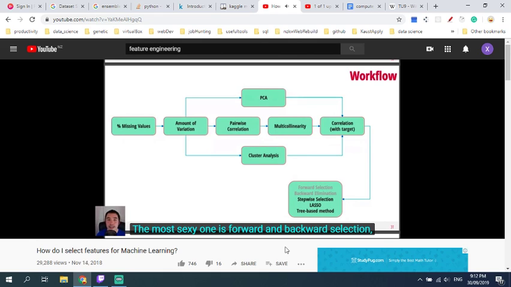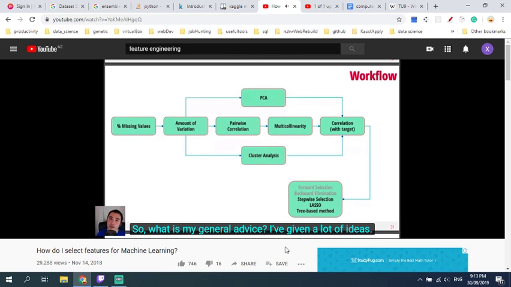The most kind of sexy one is forward and backward selection, because it feels like it's doing a ton of work for you. And it is. That's not currently available in scikit-learn. It is available in a package called ML Extend, and I will link to that in the webcast notes. Though that actually might get merged into scikit-learn at some point. I think someone is working on that right now. I saw that on the scikit-learn mailing list.